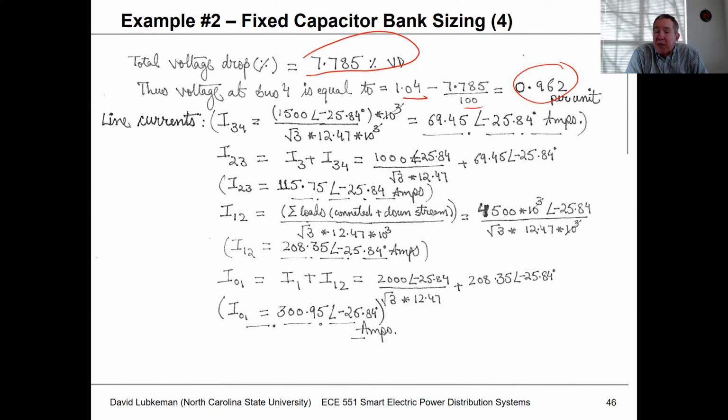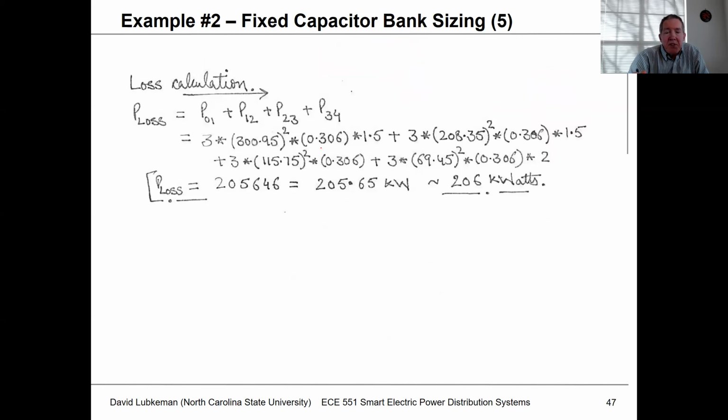You can do the line current calculations as well. I'm not going to spend as much time on that because we did this before. But basically, you're simply taking P squared plus Q squared in each segment and converting that to current. Or if you do have some of these currents calculated, you can just add it up to what you have on the segment below. And you could use all this information to calculate the net losses, and this turned out to be about 206 kilowatts.